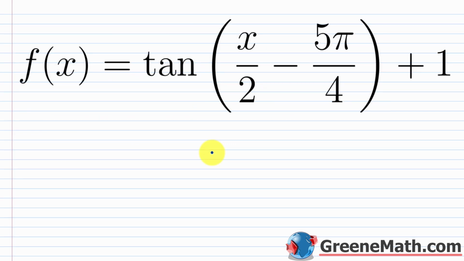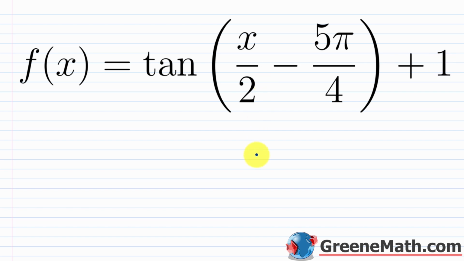All right, let's take a look at another example with tangent. So here we have f of x equals the tangent of x over 2 minus 5 pi over 4, and then plus 1. So again, you can use the book procedure, the one that I started out with, or you could use graphing transformations. It's really up to you. I'll do this one both ways again. And then for the ones that we're going to do with cotangent, we'll have 2 examples. I'll just pretty much stick to the book method for those.